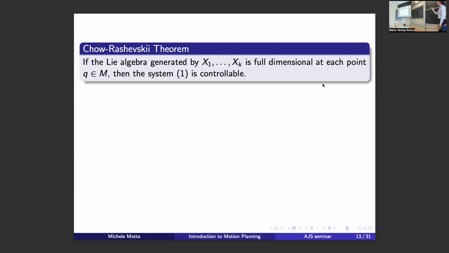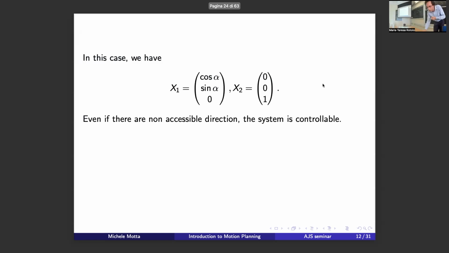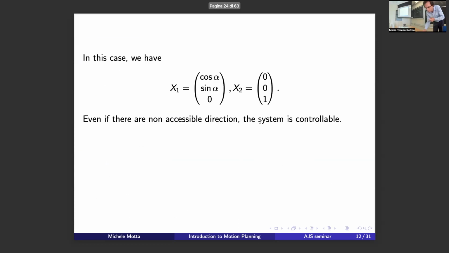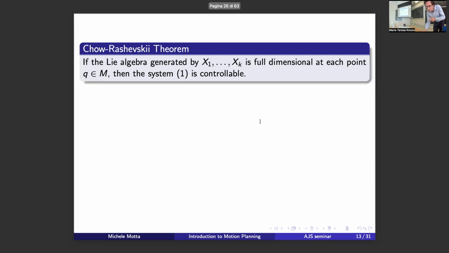More in general, this is known as Chow-Rashevsky theorem. It says that if the Lie algebra generated by the vector fields in your system, so these Xk, these vector fields here, is full dimensional, then you can move in any direction, and then your system is controllable.